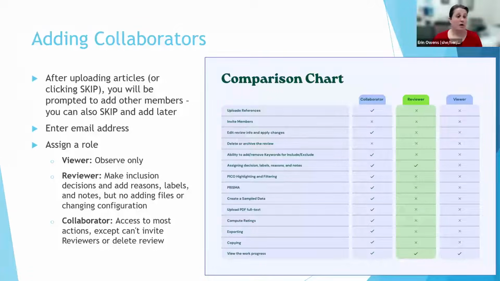We can have a viewer. All they can do is observe and see what's happening in the project. We can have a reviewer. They can be screening the studies, applying criteria, and making decisions, but they can't add more articles into the list, and they can't delete the project or do anything dangerous like that. And then a collaborator has access to the most functions. They could add new articles into the study, but they still can't delete the reviewer. So the person who creates the project initially has the most power over what happens with that project file.